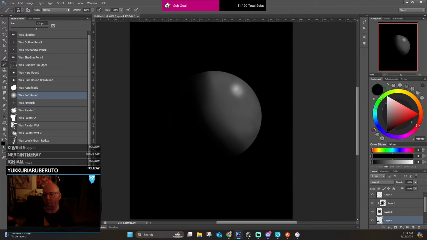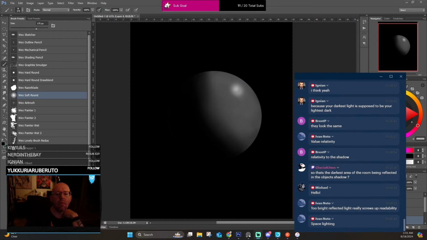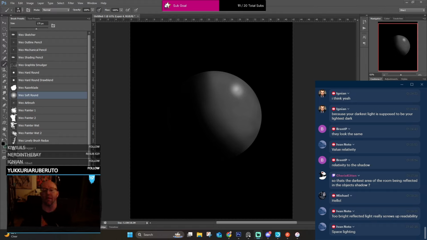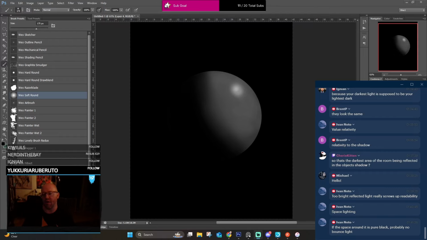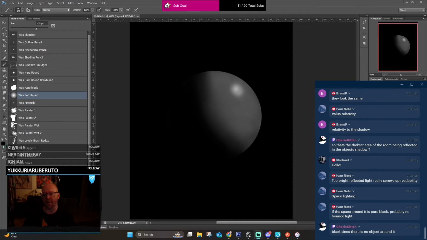So what would the bounce light color be here? Or color, what would the value be? Let me turn this on. Yeah, this is space lighting right here. This is the middle of the solar system. And remember, values are relative, always. So Ivan says, if the space around it is pure black, there's probably no bounce light. That is absolutely correct. What's bouncing off of it? Nothing, right? There's nothing around it.